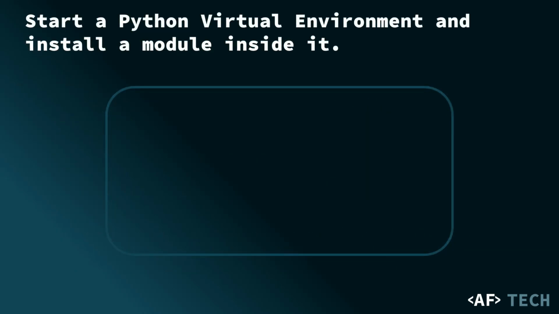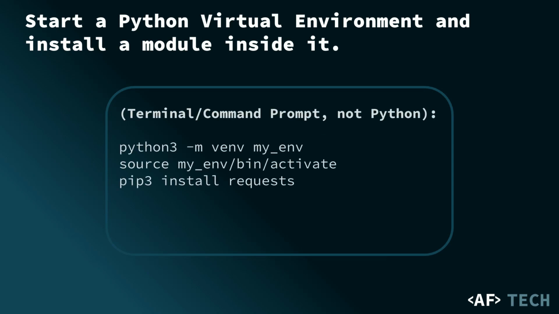Start a Python virtual environment and install a module inside it. In our terminal, we will type python3 -m venv and then whatever the name is. In this case, it's myenv. Then we will source myenv/bin/activate to activate the virtual environment, and then we can just install anything we want, and I'll install requests.